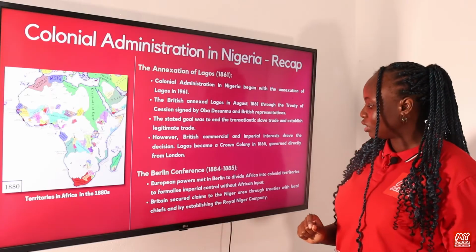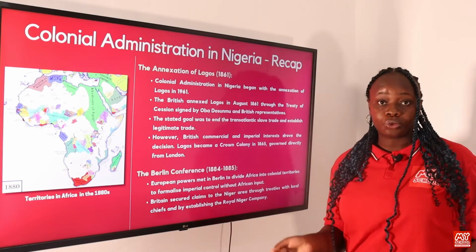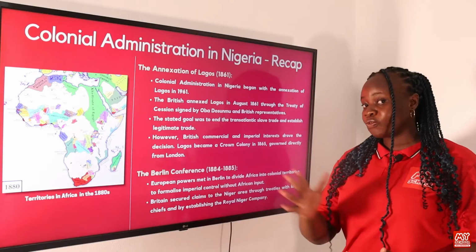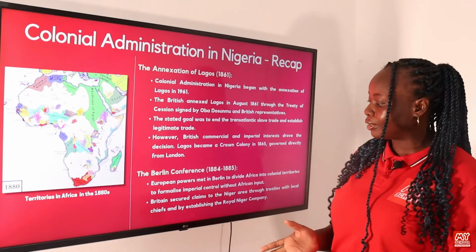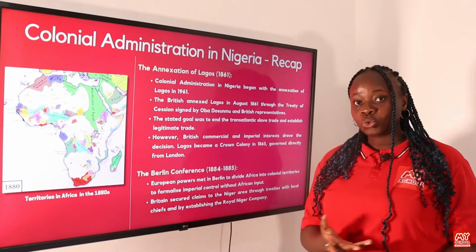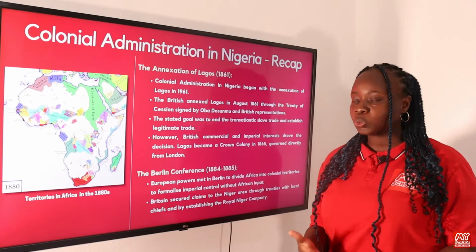Britain secured claims to the Niger area through treaties with local chiefs and by establishing the Royal Niger Company. So it was through this company that they were able to move to different parts of the Nigerian society. So they started from Lagos and then spread down south towards Calabar, and then they moved up north to the northern regions within the country.